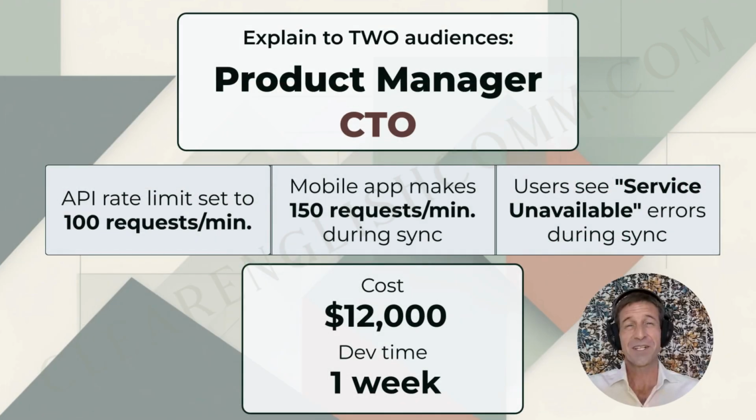Okay, you need to explain that you need $12,000 to fix an API rate limiting issue to prevent user errors during sync. How will your conversations with the project manager and the company's CTO be different? What does each person care about? Pause the video while you think about what to tell each person. If you write your answer in the comments, I'll give you some feedback.